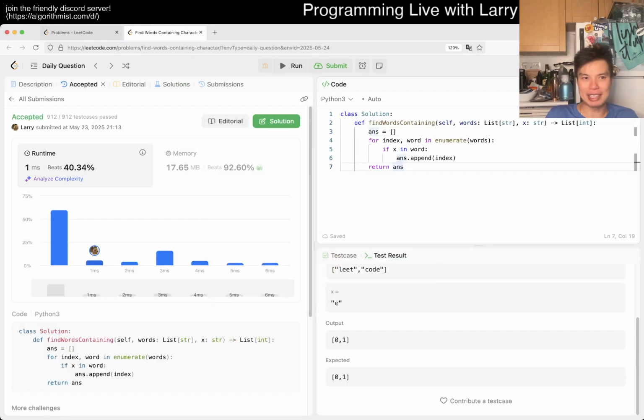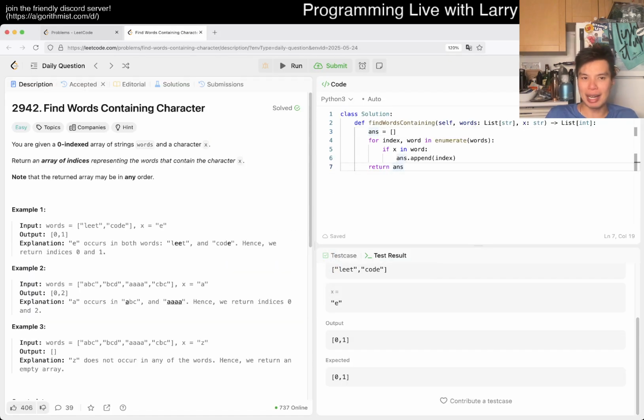Let me know what you think. This is linear time, linear space. Keeping in mind that this loop doesn't do anything special. This loop just looks at each word, but each character is looked at at most once. X is one character, so it doesn't matter anyway. But now that I'm thinking about it, I do wonder how efficiently they implement the in operator.